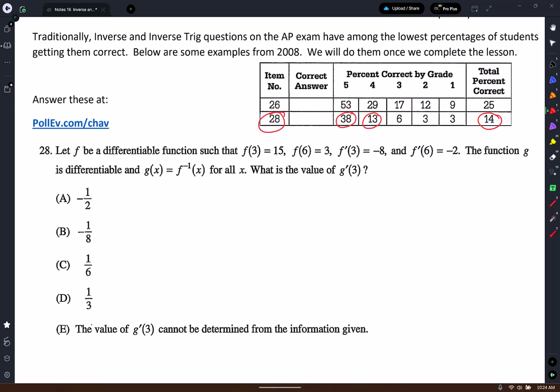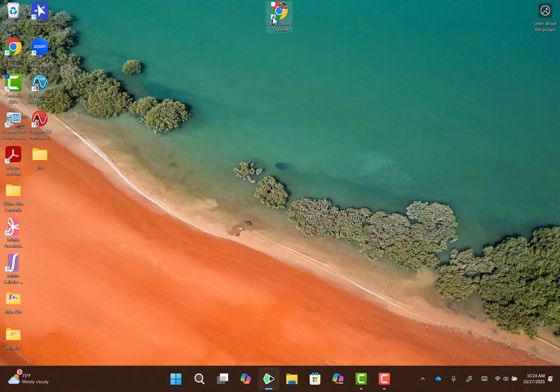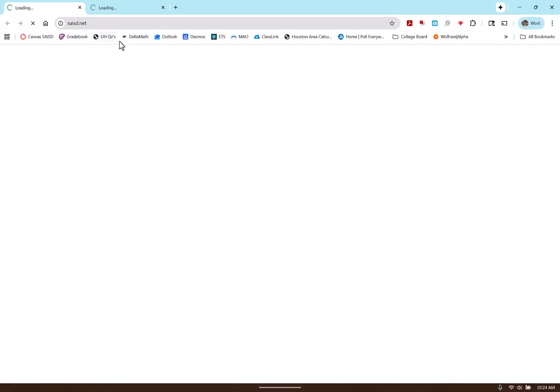Do you guys have access to a laptop or something so we can take data on this? All right, so let me go ahead and start, and then in a little bit, whenever you're done, go to that website, guys.